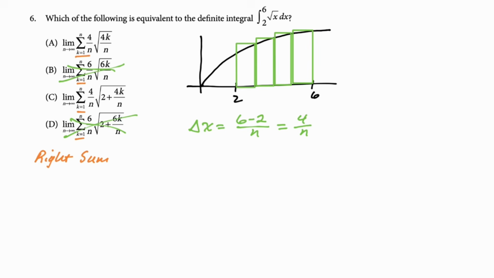So what we'll find now is the evaluation point, the point that you're going to plug into the function to find the height of your rectangle. If you look at it, the first one is 2 plus delta x, right? You don't start at 2, you add delta x once, find the height. So our evaluation points, our x sub k's in this case, are going to be 2 plus 4 over n times k. Which of the choices has 2 plus 4 over n times k? That's going to be C. That's our answer. We don't really need to go crazy on these. I think we got it.